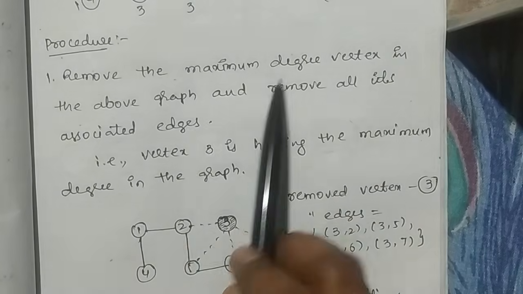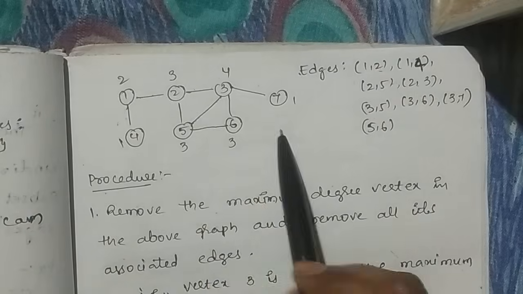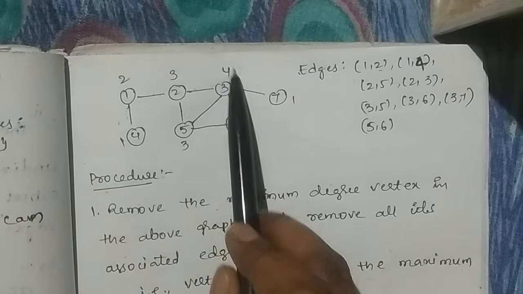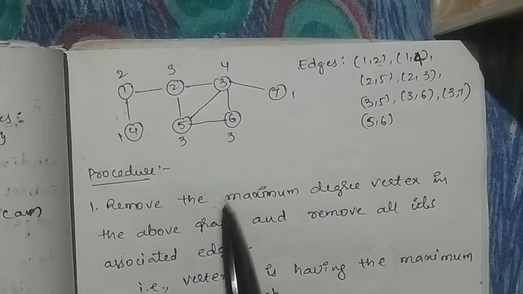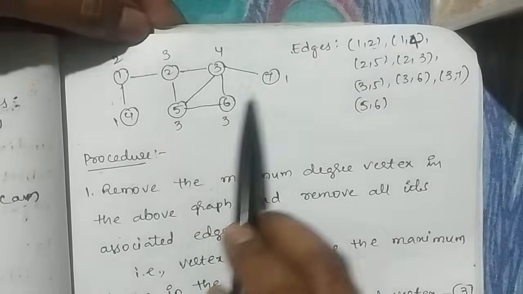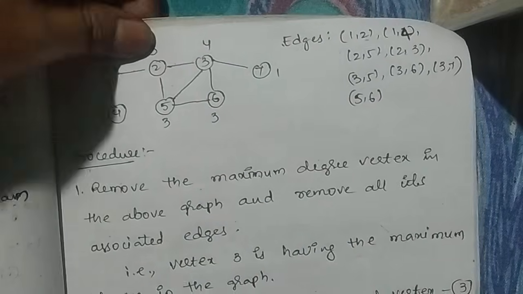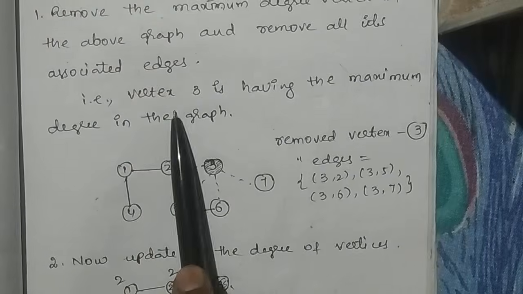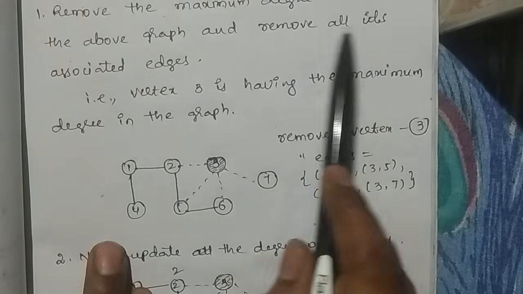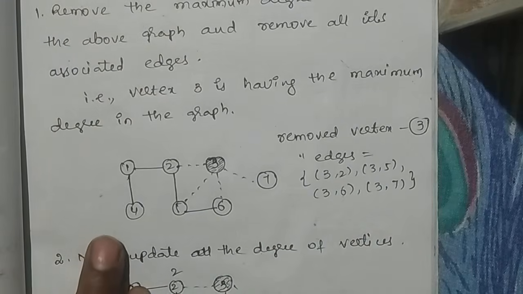So first of all, find out the maximum degree vertex here. What is the maximum degree vertex here? Vertex 3 is having the maximum degree value, that is 4. So simply remove vertex 3 and all its connected edges from this graph. Vertex 3 is having the maximum degree in this graph, so remove this vertex and all the connected edges of vertex 3.